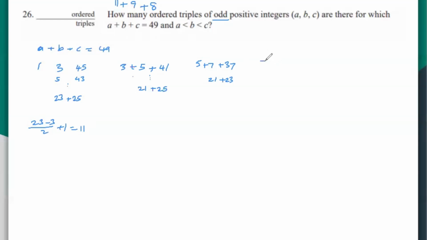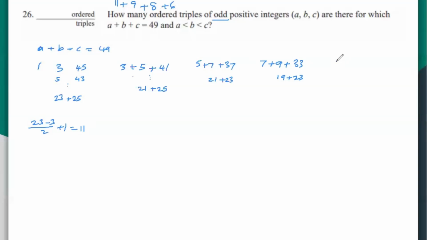The next one will be 7, 9, that's 16. If you subtract, you will get 33 left over, so that adds up to 42. Half is 21, but 21 doesn't work, so the smaller one has to be smaller than the other one. So you will get 19 and 23. So between 9 and 19, 19 minus 9 is 10, divided by 2 is 5, plus 1 is 6. So we have 6 more.